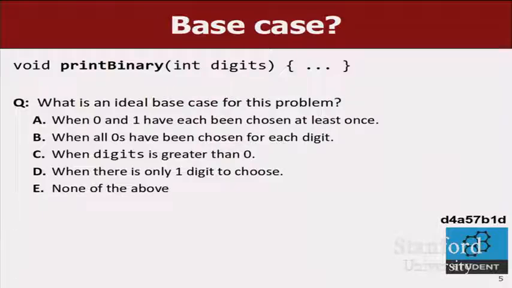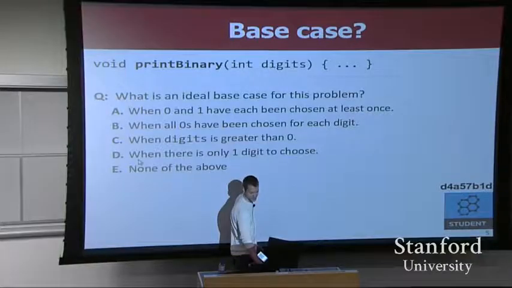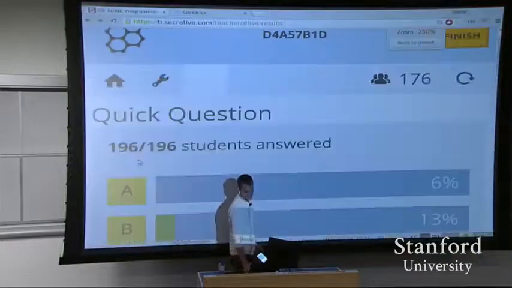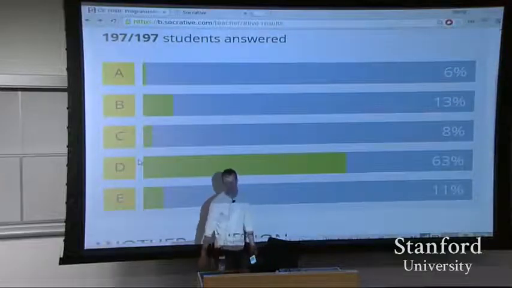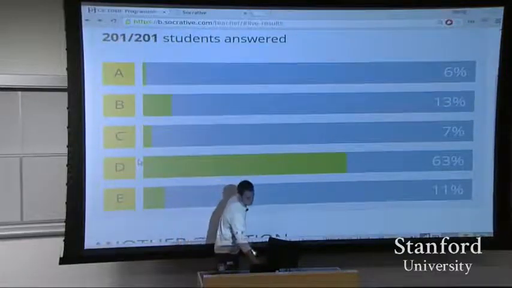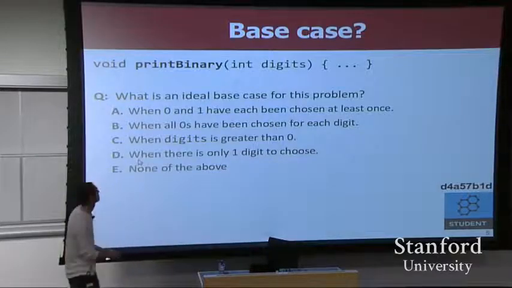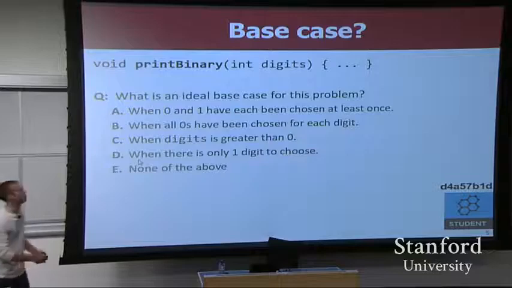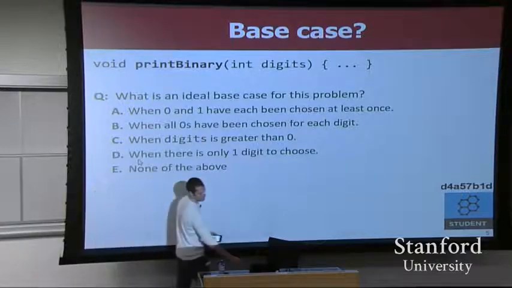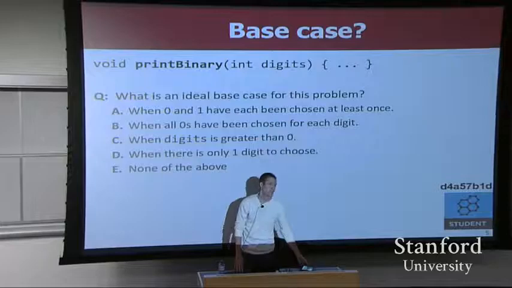Give you a few seconds. Cast your vote if you haven't voted yet, please. Well, let me show you what you guys said. The most common answer was D by a pretty large margin. So D is the one that says there's only 1 digit left to choose, right? OK, only 1 digit left to choose. Fine. So let's write it, and let's use that.